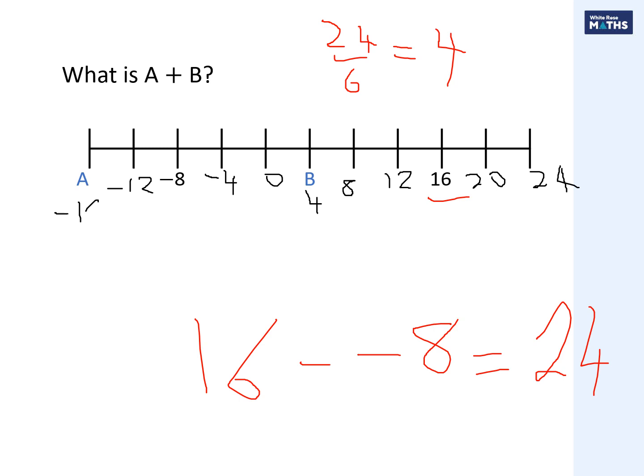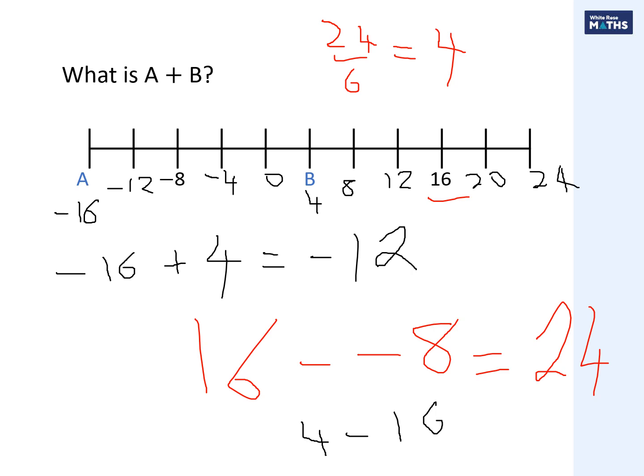Now the question says, what is A plus B? It says minus 16 plus 4. Okay, so I'm getting closer to 0. Okay, I'm going to the right 4. Okay, that becomes minus 12 or negative 12. Okay, it's the same as doing 4 take away 16. Okay, if you want to think of it that way as well. Same idea. Okay, I get minus 12.